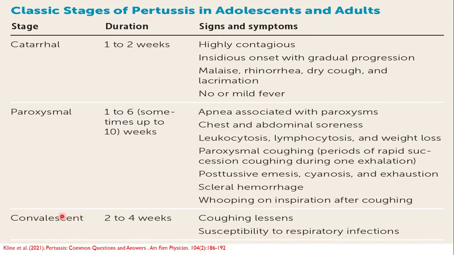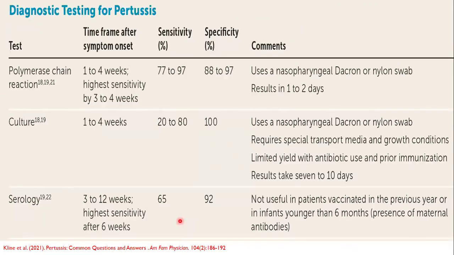And then your convalescent stage, this may predispose an individual to other respiratory infections. And this is also the stage wherein some other complications arise. So as I've mentioned before, your polymerase chain reaction is best done within the first few stages of infection. The highest yield for PCR and culture is in the catarrhal stage, because that is the stage wherein you have the highest bacterial load.